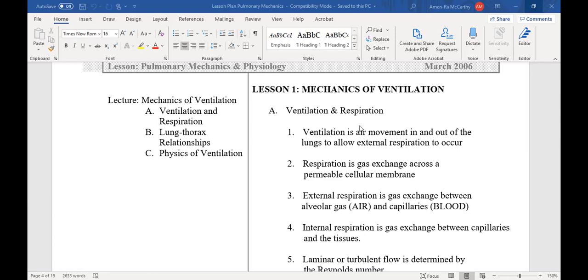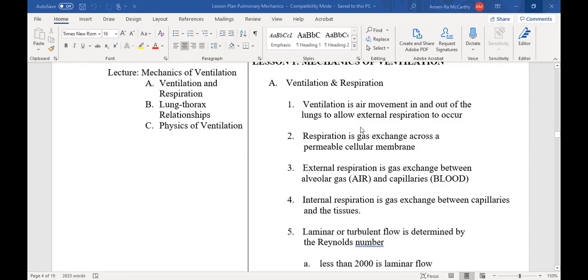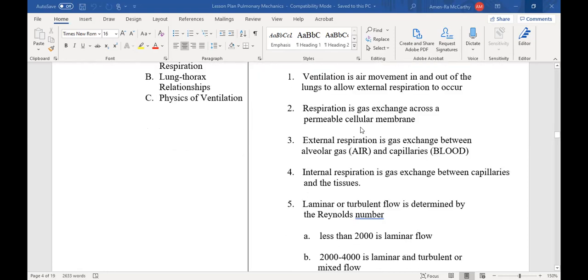All right. Now, external respiration, as we said, is gas exchange between the alveolar gas, which is the air, and the capillary, which is the blood. Okay. Internal respiration is gas exchange between the capillary and the tissue level. Then we're going to talk about laminar or turbulent flows, the flow that goes through the respiratory tract. As the air travels through the respiratory tract, it's either turbulent or laminar, okay? And sometimes it's mixed. But these have special notoriety.